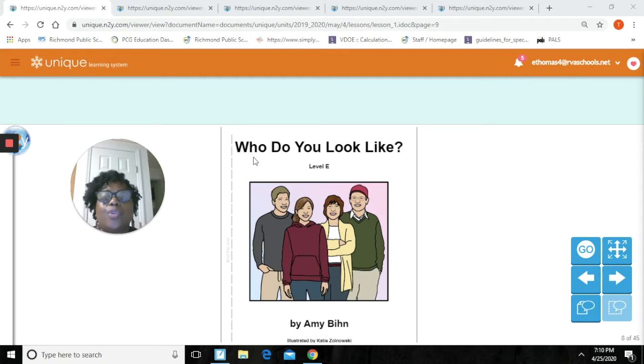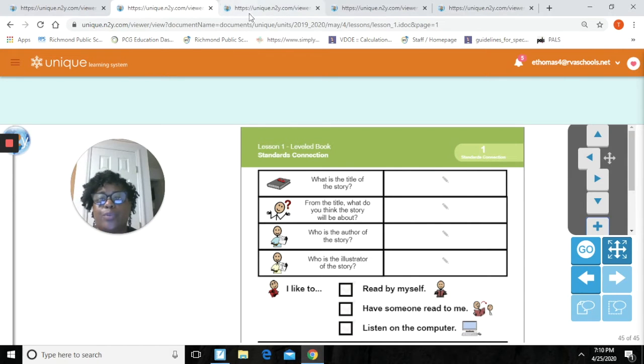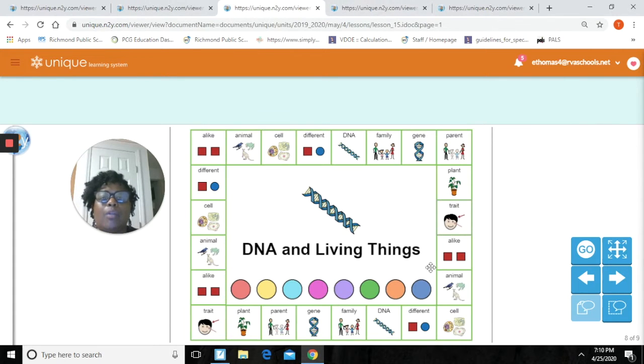The title of our story is called Who Do You Look Like? Before we begin our story, we're going to go over some vocabulary words that are associated with the story. I'm going to say the word and I want you to repeat the word after me.